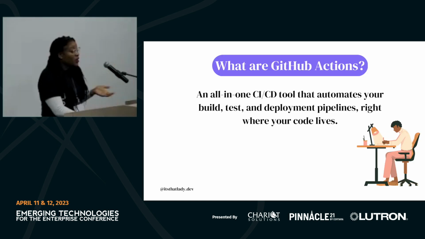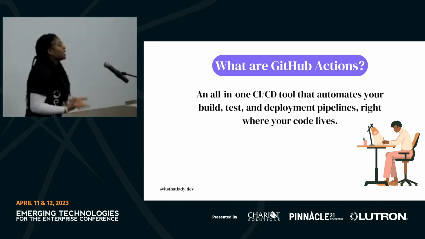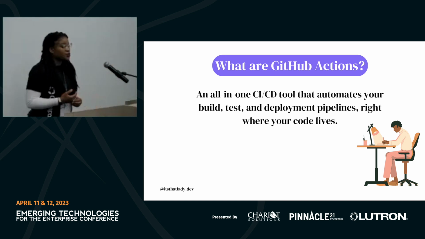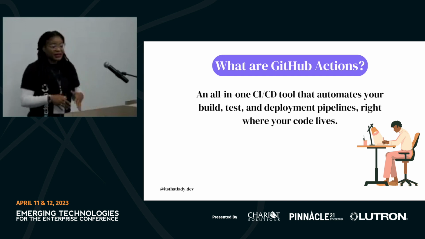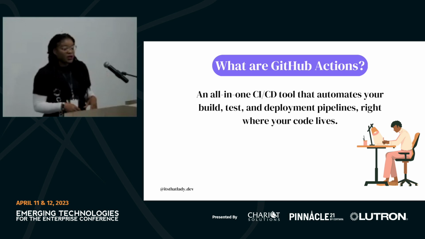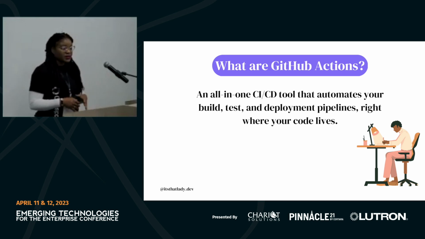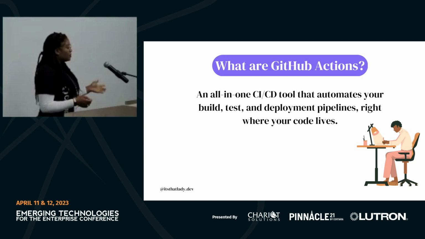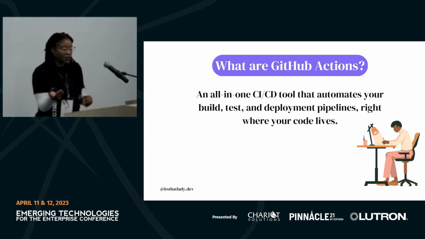So, what are GitHub Actions? GitHub Actions is an all-in-one CI/CD tool that automates your build, tests, and deployment pipelines right where your code lives. Essentially, GitHub Actions allows you to automate, customize, and execute your software development workflows inside your repository, which is great. You don't have to go to another platform to try to figure out where is the button again. The button is right there next to your code.